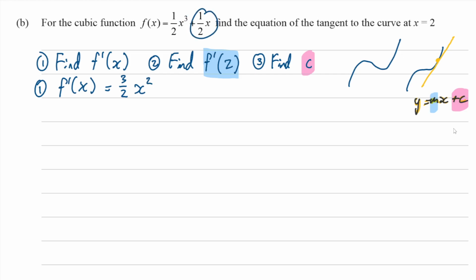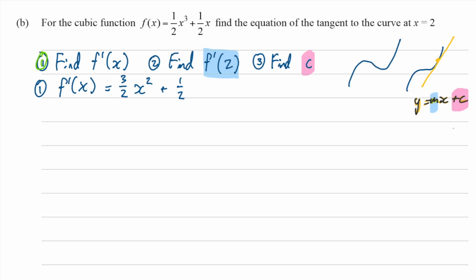With the second term, there's an x to the power of 1, right, when it's not written, so 1 multiplied by a half is just a half, and we subtract 1 from the power, so x to the power of 0 becomes 1, so we're left with half. Right? Another way to remember that is the derivative of a constant times x is just that constant. That is the gradient. Alright, so we found the gradient function.